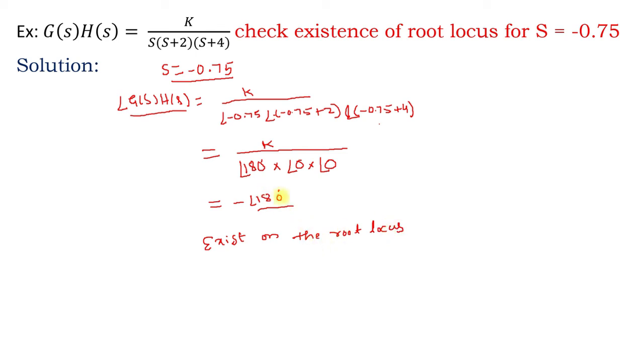Okay, if the angle is not equal to 180 or an odd multiple of 180, then we can say that the given pole does not exist on the root locus.